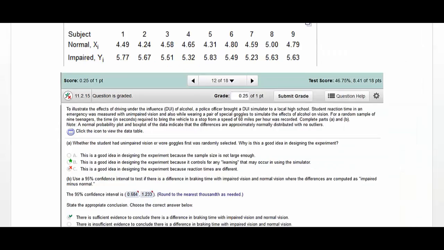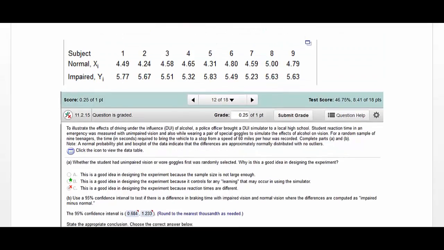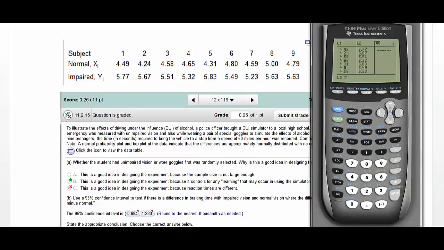Okay, so right here in the directions it says compute impaired minus normal. So impaired would be my list 2, minus normal would be list 1. So I want list 2 minus list 1. So that'd be second 2, L2, minus second 1, L1. I get that list of numbers, and I'm going to do a confidence interval on that list.